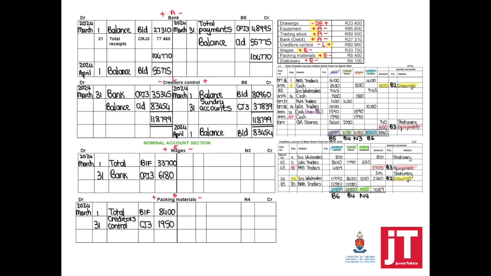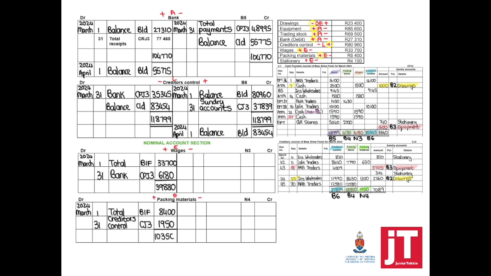Please take note. I'm not going to write April the 1st next to balance carried down. This happens on the last day of the month, so we don't need to write March 31 again. When we write down our balance brought down for the next month, that is when we're going to say April the 1st.